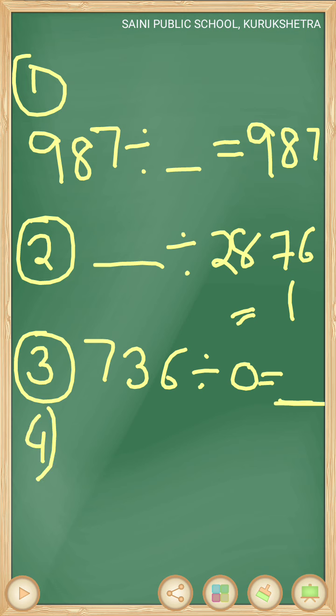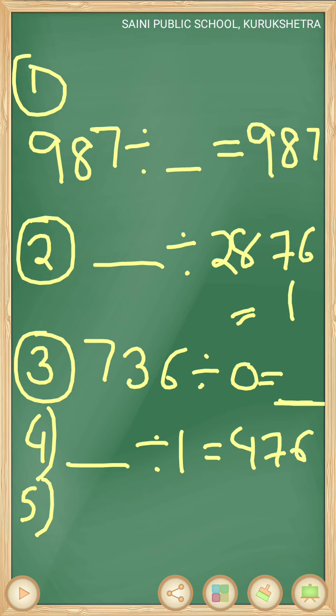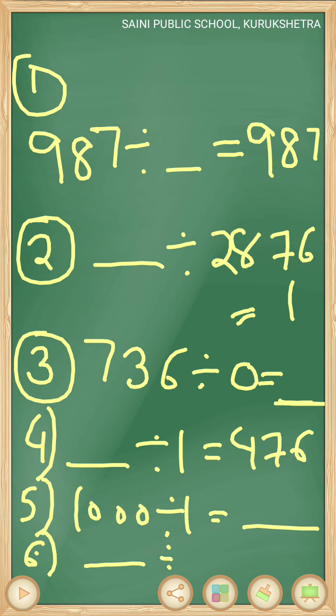Fourth is dash divided by 1 is equal to 476. Fifth, 1000 divided by 1 is equal to dash. Sixth, dash divided by 893 is equal to 0. Now we will solve these questions.